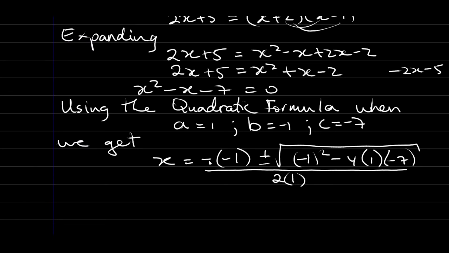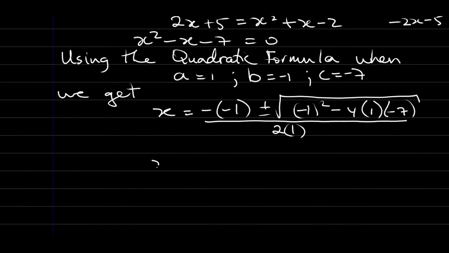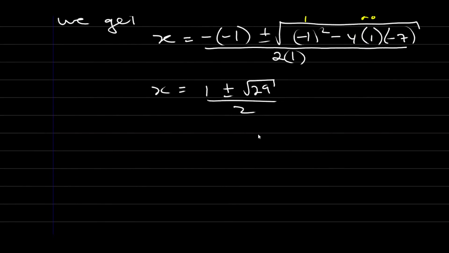Right, let's go about simplifying that. So simplifying that, we're going to get that x is equal to minus minus, which is going to make that just a 1, plus or minus. Let me just write this on the top here. So 1 squared is 1, and then 4 times 7 is 28. So we're going to get 29. So plus that, 29. Yes, so we have the square root of 29 divided by 2. I don't think I can make anything out of that. I think 29 is a prime number. Yeah, it is. So I'm not able to break that down any further.